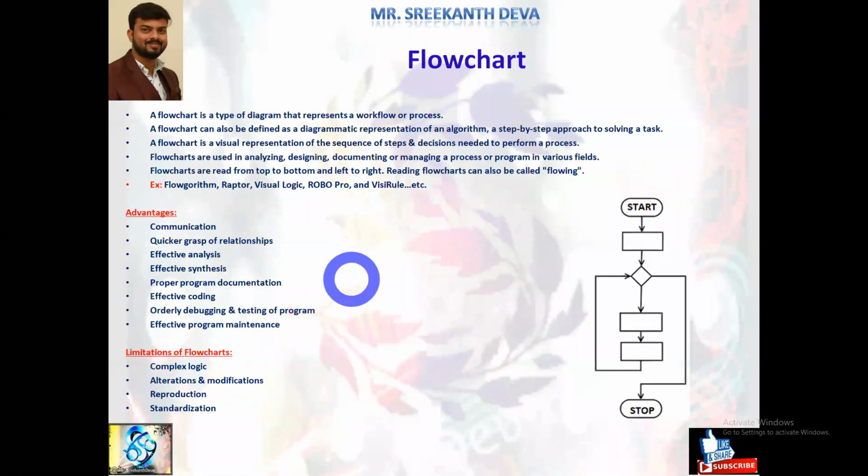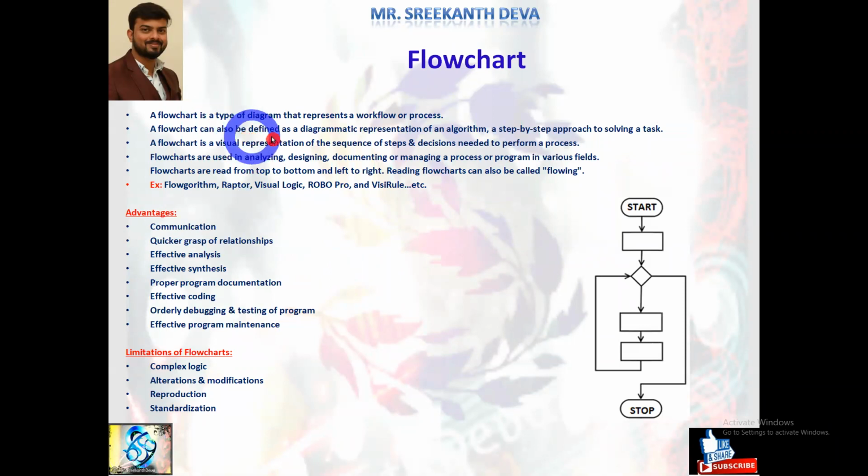Okay. Next one is about what? Flowchart. See, what is a flowchart? A flowchart is a type of diagram that represents a workflow or process. A flowchart can also be defined as a diagrammatic representation of an algorithm, a step-by-step approach to solving a task. A flowchart is a visual, graphical, or pictorial representation of the sequence of steps and decisions needed to perform a process.